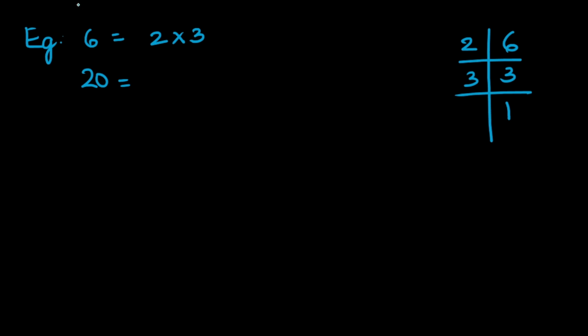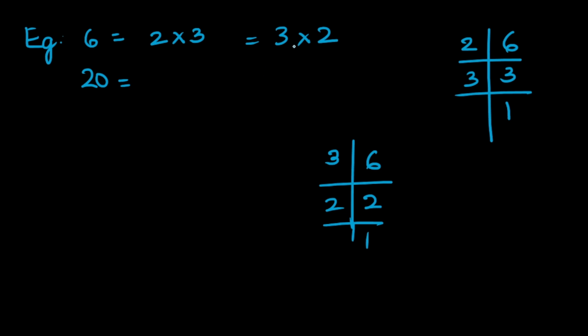Same for 20 if I take. Not only that, if I take 6, first I'm doing prime factorization with 3. So 3 into 2, 6. So 2 comes here. Then 2 comes here again. So 6 can only be expressed in terms of primes as 2 into 3 or 3 into 2. Other than that, there is no other way you can express 6. That is what the fundamental theorem of arithmetic explains.